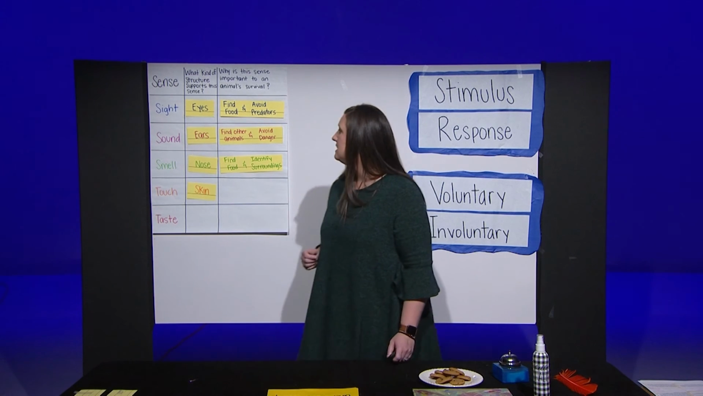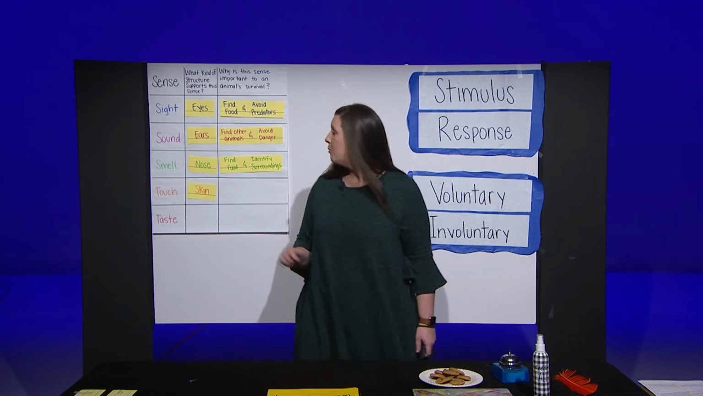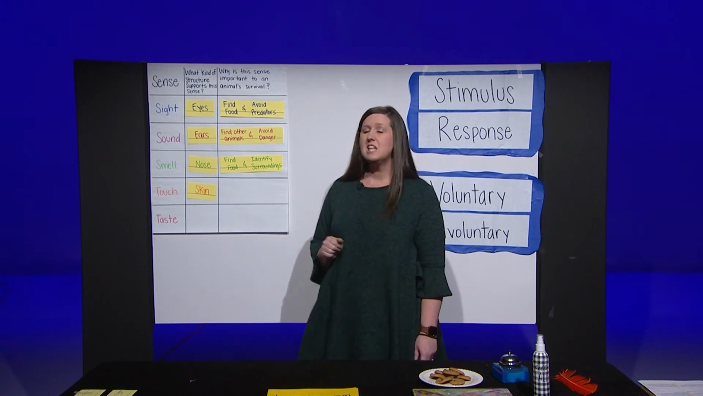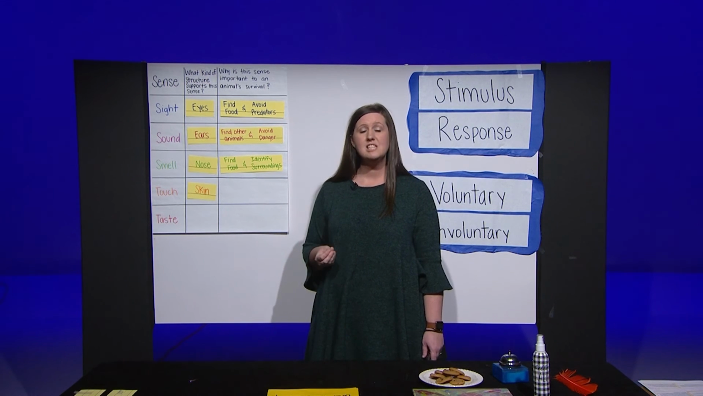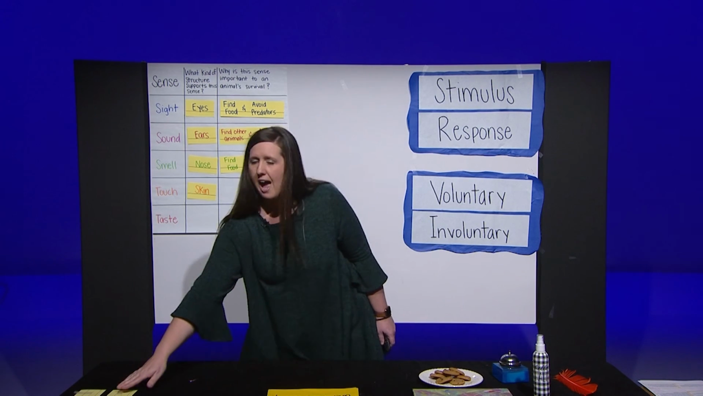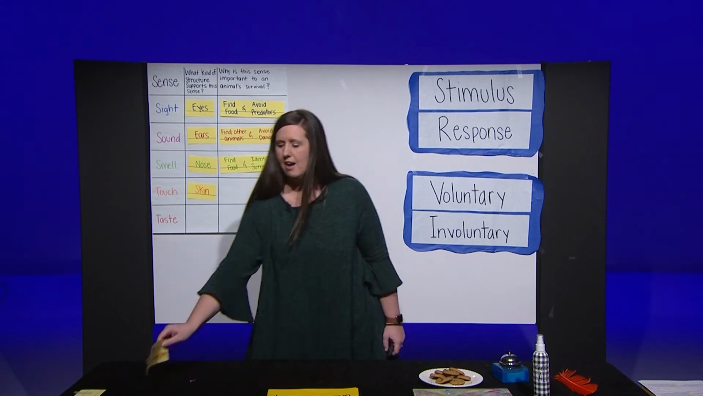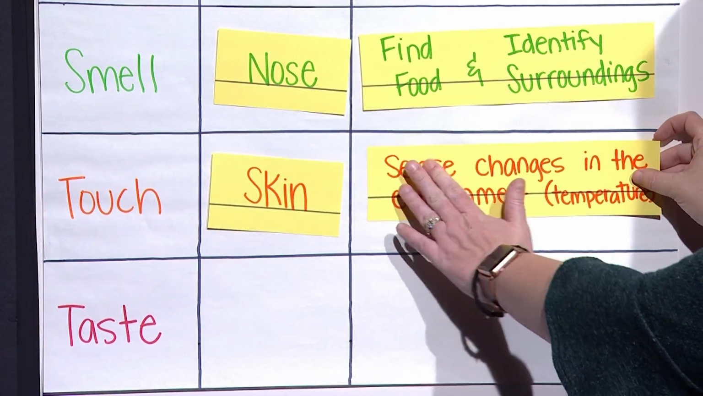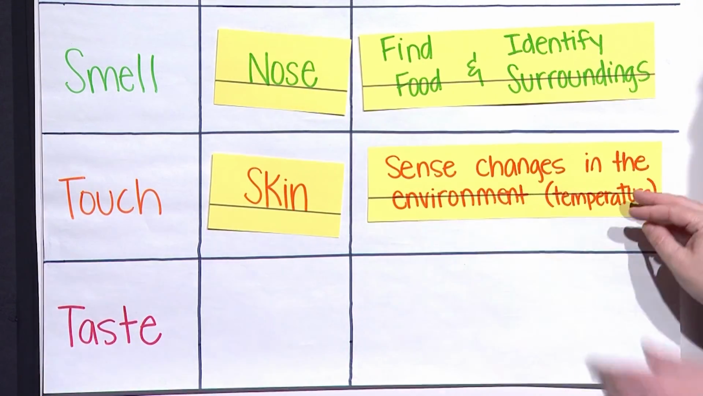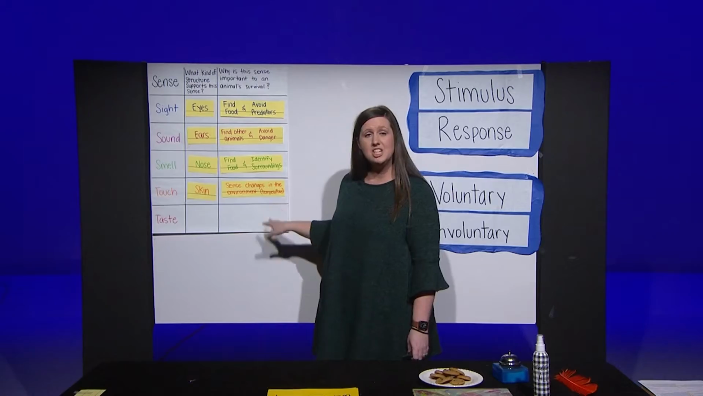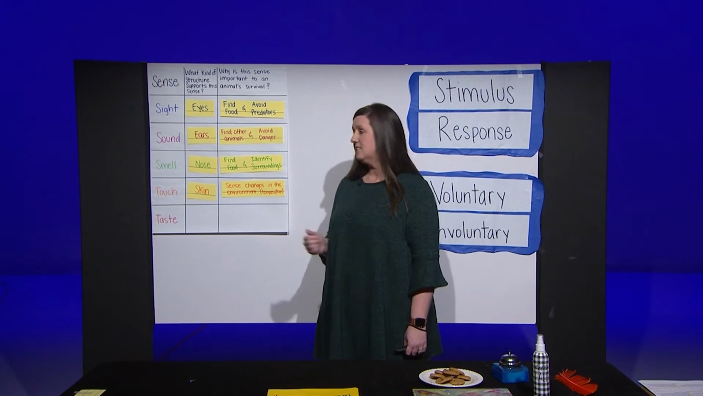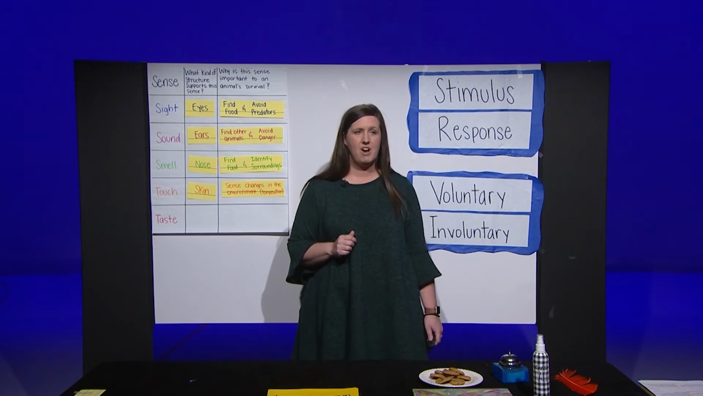So let's talk about this sense of taste. We saw the sense of touch. With the sense of touch, we use our skin. How do animals use this to survive? That's right. They sense changes in their environment. The spider sensed changes in his web, but some animals might sense other changes, such as temperature in their environments.